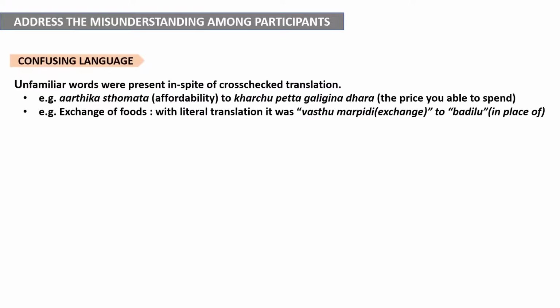The first one is to address the misunderstanding among participants. The first issue we felt was the confusing language that was used. As Archana was explaining, even after a lot of iterations and discussions, there were still words that were unfamiliar among the participants, for example, affordability and exchange of food.